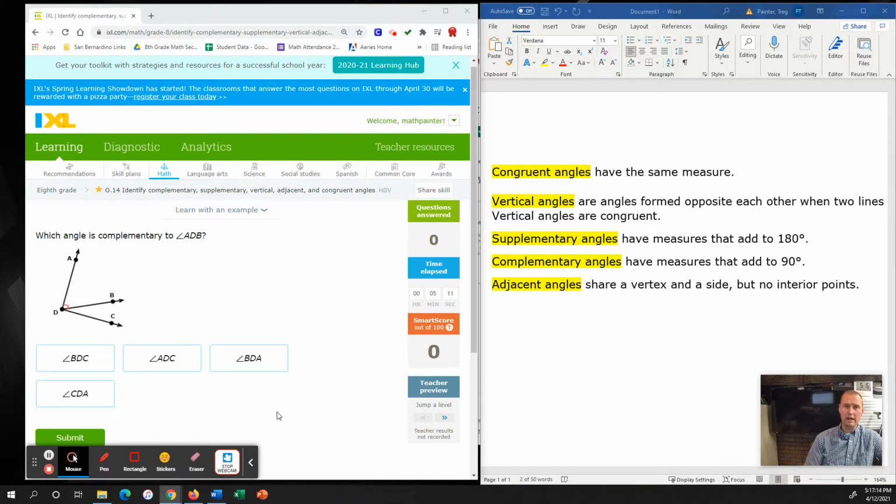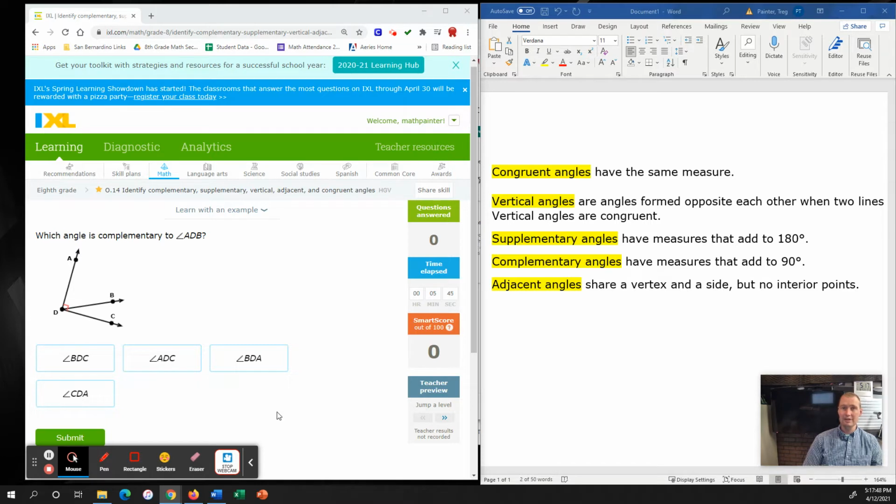Supplementary angles are an angle or a set of angles that add up to 180 degrees. So 180 degrees is basically a line. Complementary angles are angles that add up to 90 degrees. And a 90-degree turn is like making a left or right turn when you're driving. So when your family is going left or going right, it's half of a supplementary angle. And the last one is adjacent angles, which share a vertex and a side, but no interior points.